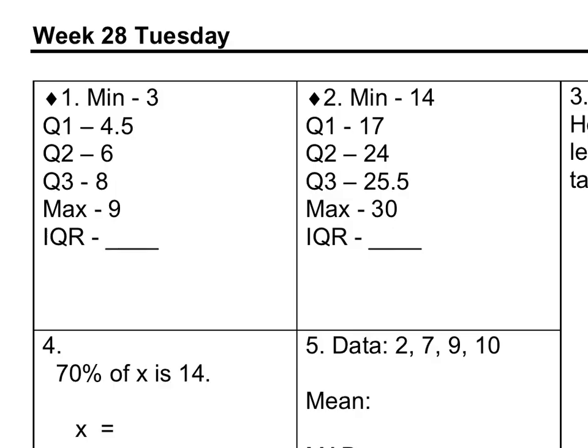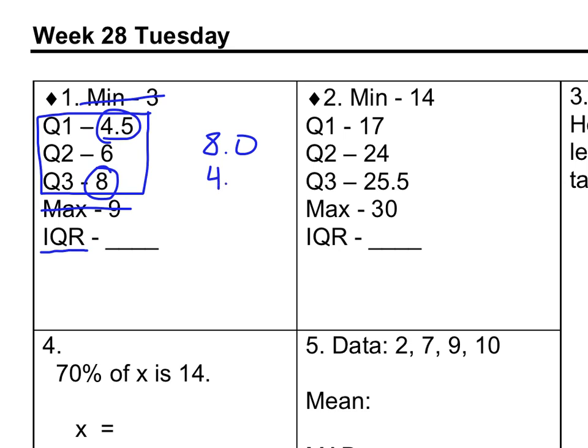All right, IQR, interquartile range. That means we don't care about the maximum, we don't care about the minimum. What we care about is what's within the quartiles. And we're going to take the greatest quartile minus the smallest quartile. So that's just 8.0 minus 4.5. Can't do 0 minus 5, so it becomes a 10. Drop your decimal. So the interquartile range is 3.5.